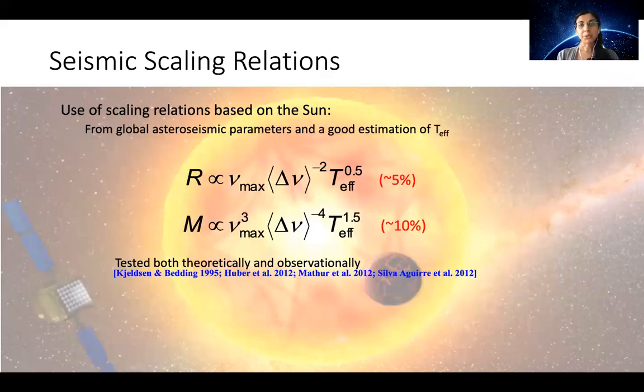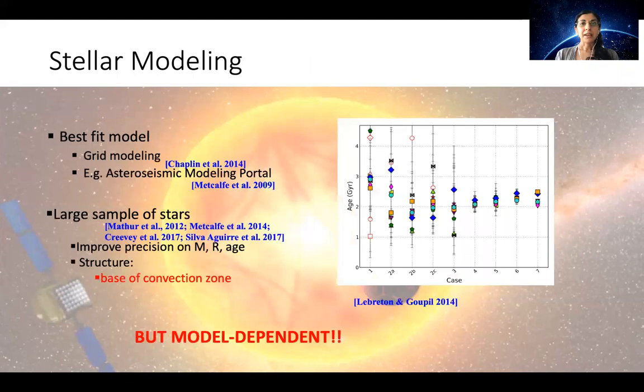So by combining these two global seismic parameters with a good estimation of the effective temperature and using seismic scaling relations based on the Sun, we can have a first good estimation of the radius and the mass of the star with a pretty good uncertainty of 5 to 10%. And these relations have been tested both theoretically and observationally, and they have the power of being model independent. And if we have access to the individual frequencies of the modes for the high signal to noise ratio stars, then we can do further modeling by using this extra information.